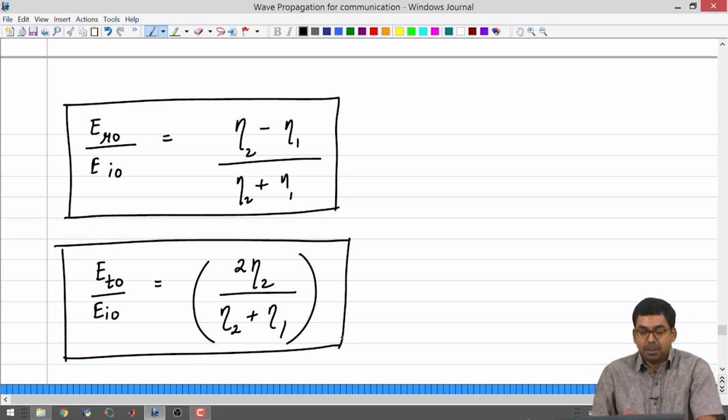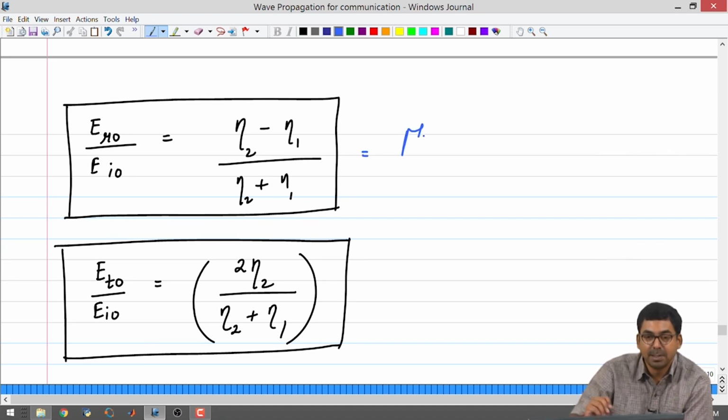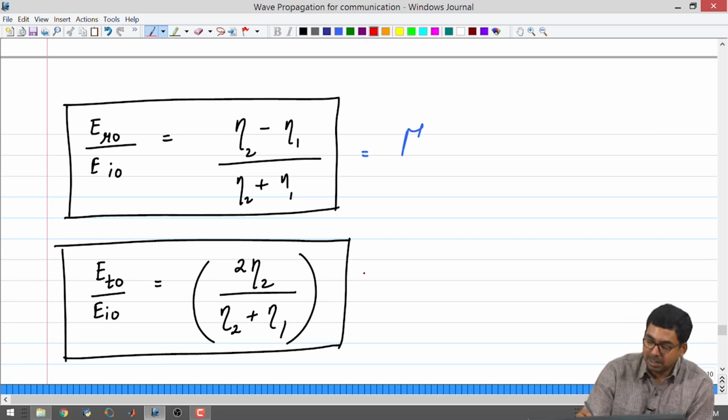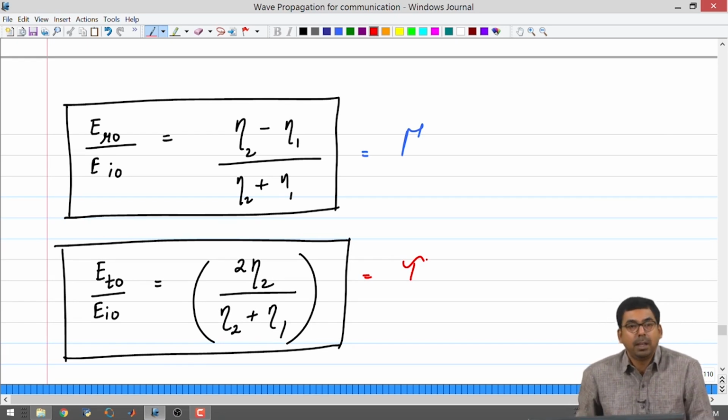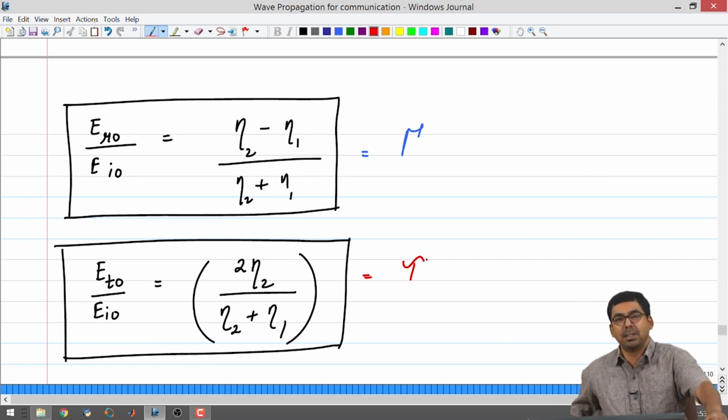So, the first boxed expression is called gamma, similar to your transmission lines, and is just the reflection coefficient. If you have an interface between 2 media, eta 2 minus eta 1 by eta 1 plus eta 2 is your reflection coefficient. Straightforward. The transmission coefficient is represented by tau. In the case of the transmission line, tau represented transit time, but here it just represents the transmission coefficient.